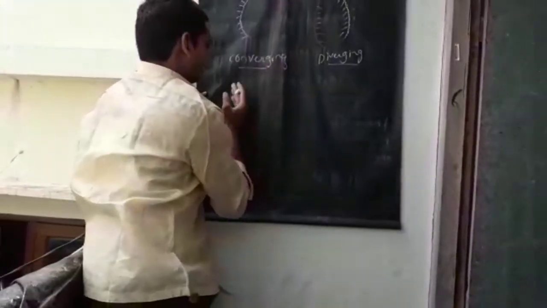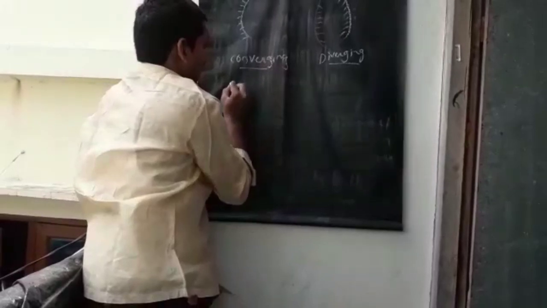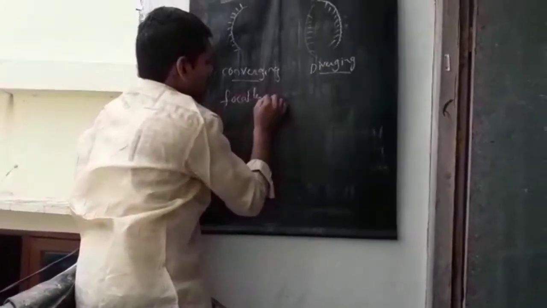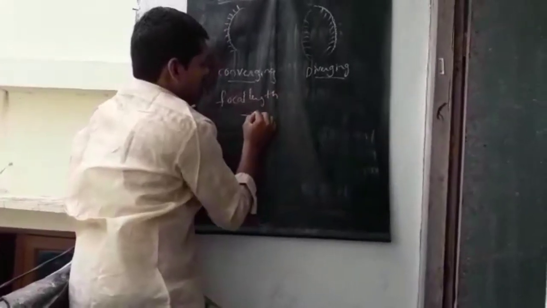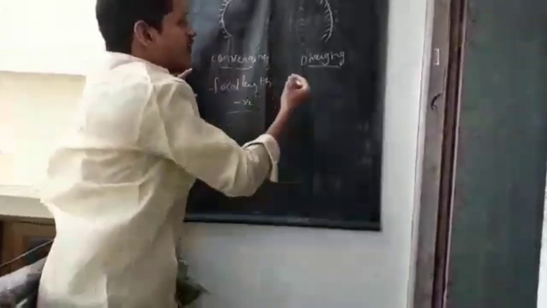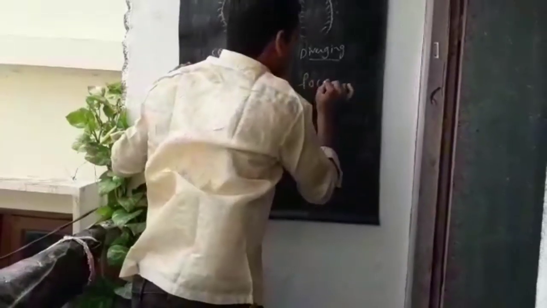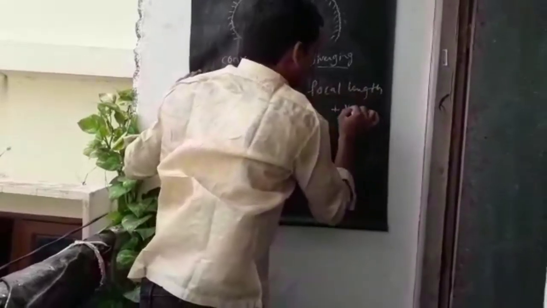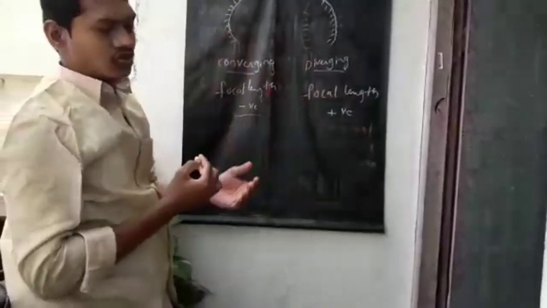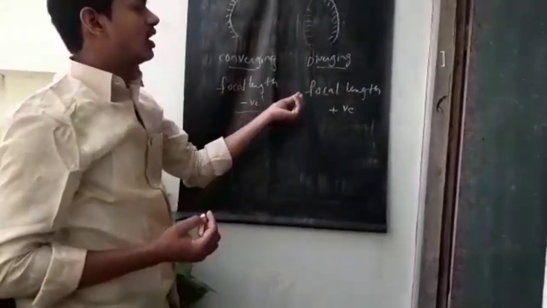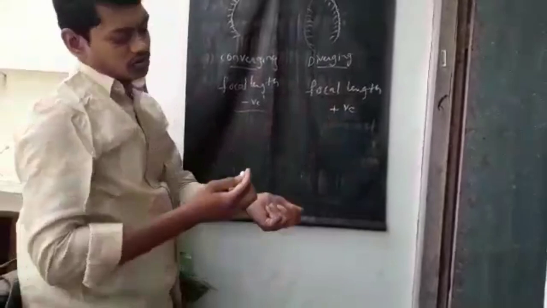So the concave mirror's focal length is negative, and the convex mirror's focal length is positive. Concave mirror focal length is negative, convex mirror focal length is positive.